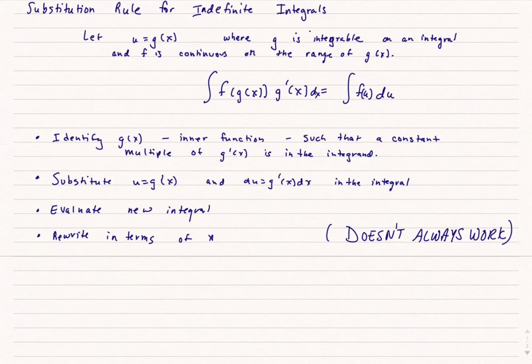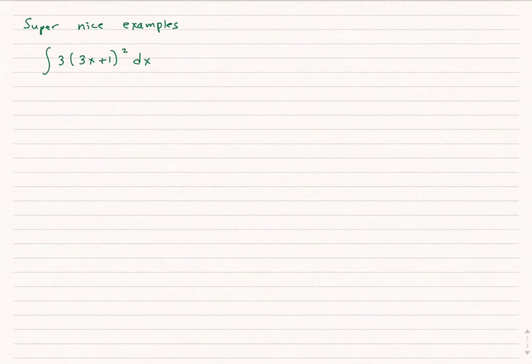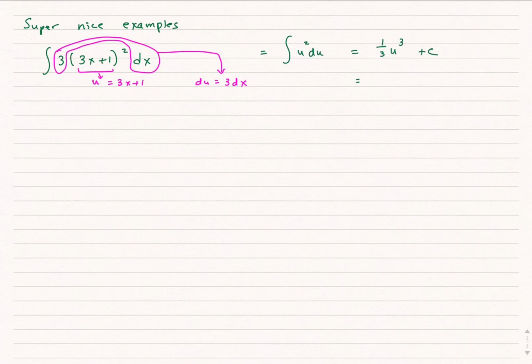Let's look at a few examples. Let's start off with some super nice examples. For instance, the integral of 3 times (3x plus 1) squared dx. The reason why this is super nice is my inner function and my derivative are already there for me. That is, if I let u equal 3x plus 1, my du is 3 dx. There's nothing I need to do to this. So I end up with the integral of u squared du. And when I go ahead and solve that integral, I get 1/3 u cubed plus c. And then, remembering I can't leave this in terms of u, I rewrite this in terms of x. And that's my final answer.